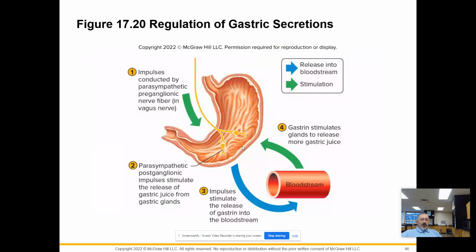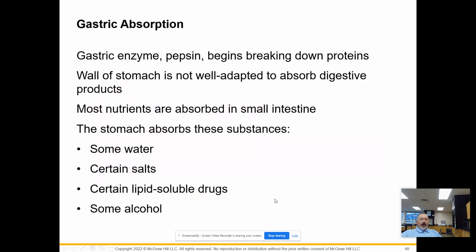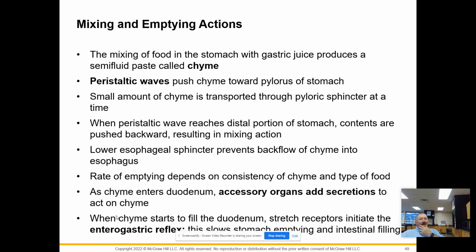So gastric absorption. So now we're looking at the gastric phase. Gastric has the enzyme pepsin. It's going to break down proteins. The walls of the stomach don't really do a lot of absorption. It absorbs a little bit, and this is what it can absorb: water, certain salts, certain lipid-soluble drugs, and alcohol. This is why when people drink, they're able to have an effect of the alcohol so fast.